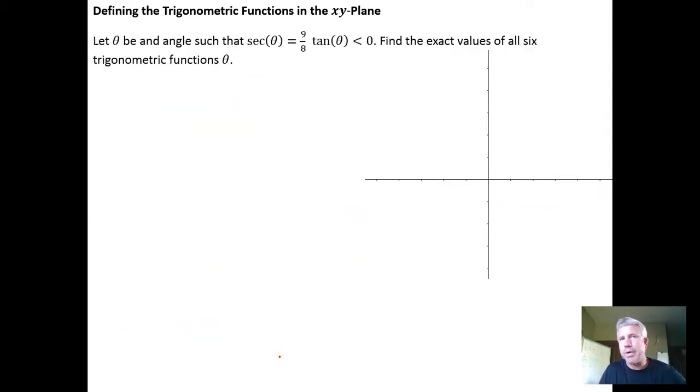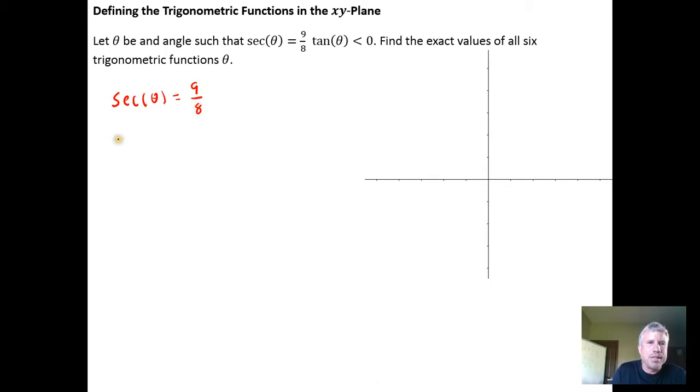So sometimes we're asked to find the trigonometric values of the trig functions, and we're not given the point. We're just given some information about it. So here we're told what the secant is. We're told that the secant of theta is 9 over 8.